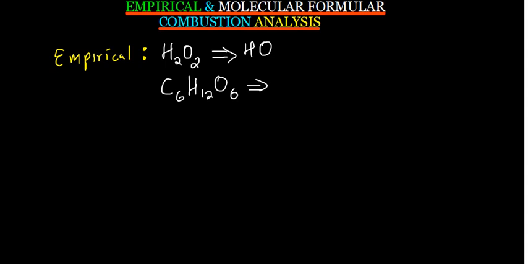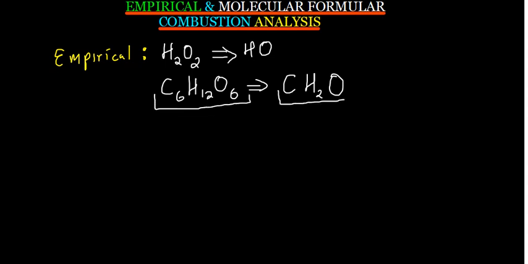So the actual formula, which shows the number of atoms which are reacting to form a compound, is called the molecular formula. So you know that 6 can go into 6 and into 12. So the simplest formula would be CH2O. So this is showing you the ratio in which carbon, hydrogen, and oxygen are going to react to form this compound.